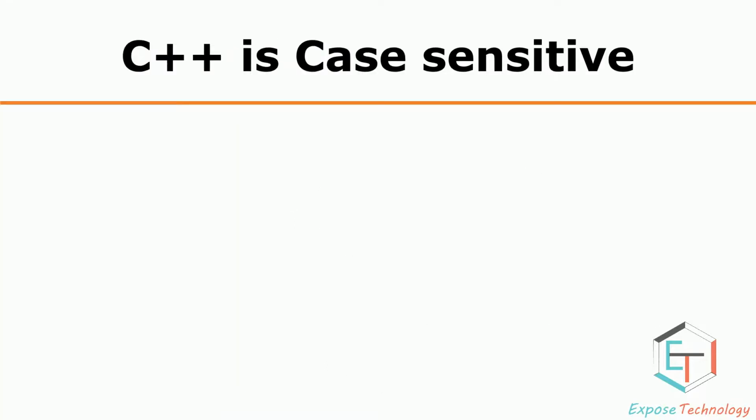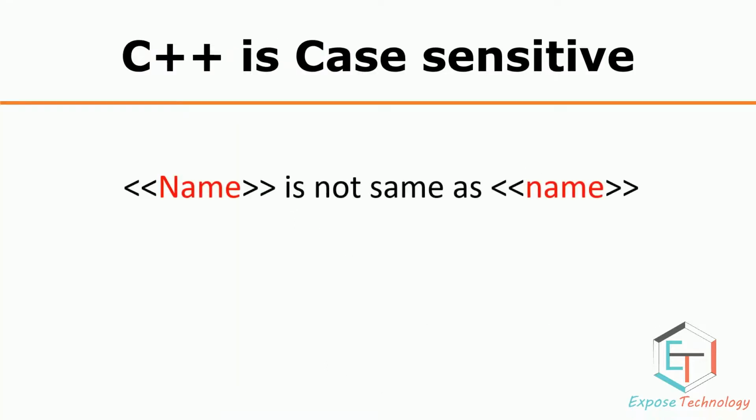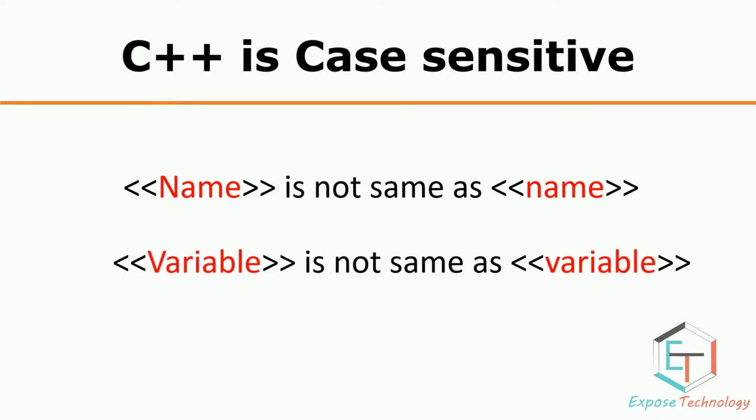Remember, C++ is a case-sensitive programming language. Here, the name on the left side isn't the same as the name on the right side, because I have written the name on the left side with N in capital format, and the name on the right side is written with n in lowercase format. Similarly, the variable on the left side and the variable on the right side aren't the same. So this is what we mean by a case-sensitive programming language.